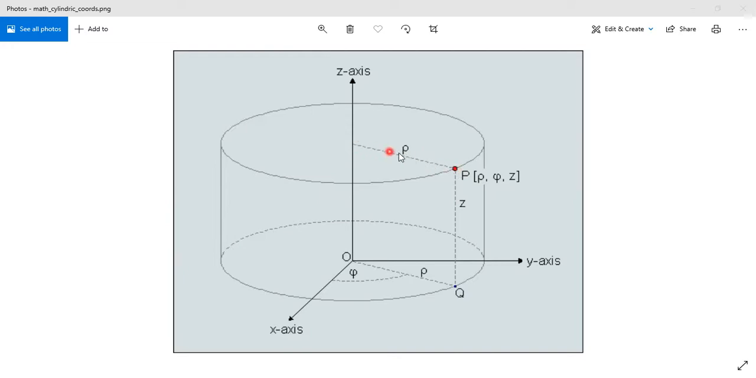The perpendicular distance of the point from the z-axis is rho. And what is phi? From the point P you drop a perpendicular to the xy plane. The point where it lands, we call point Q. So this point Q is the projection of point P onto the xy plane.